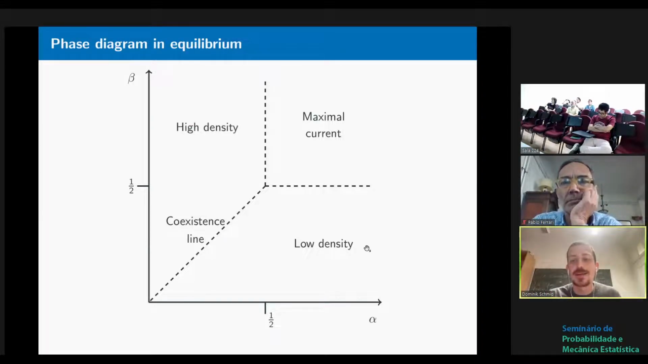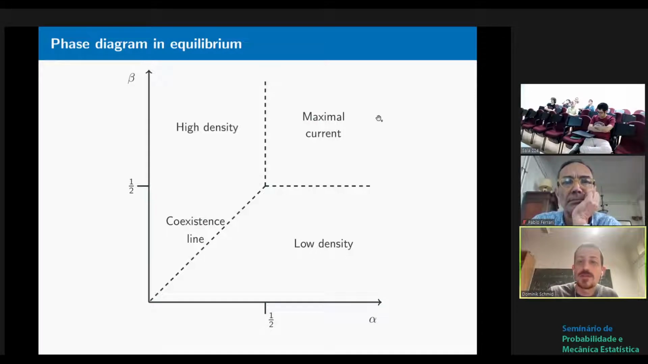And similarly, within the low density phase, the source of particles at the left side, alpha, is not strong enough to provide... somehow the alpha dominates the stationary distribution of the segment. So this is maybe a bit similar to the case where you're on the closed segment.